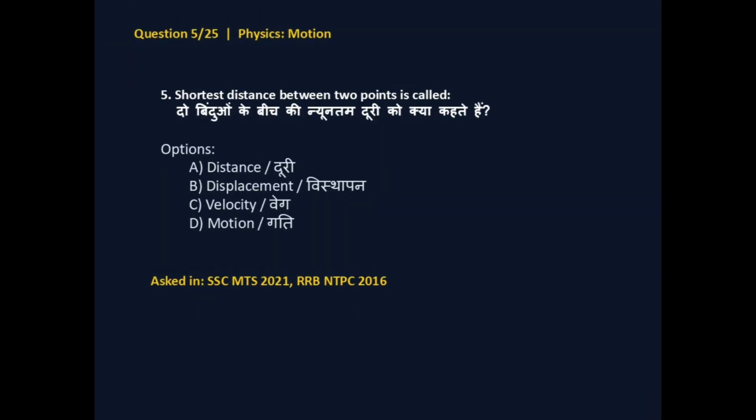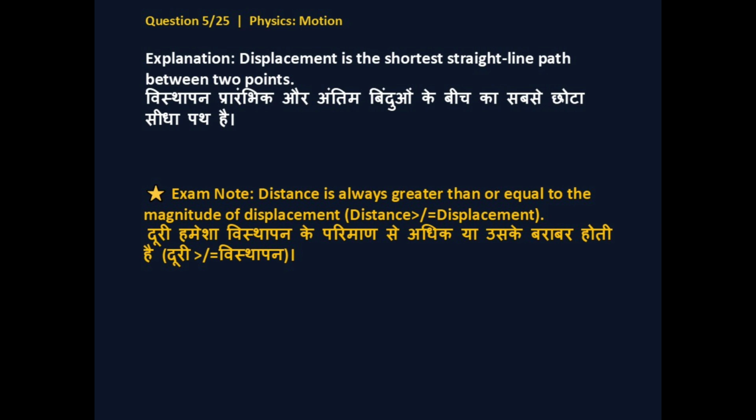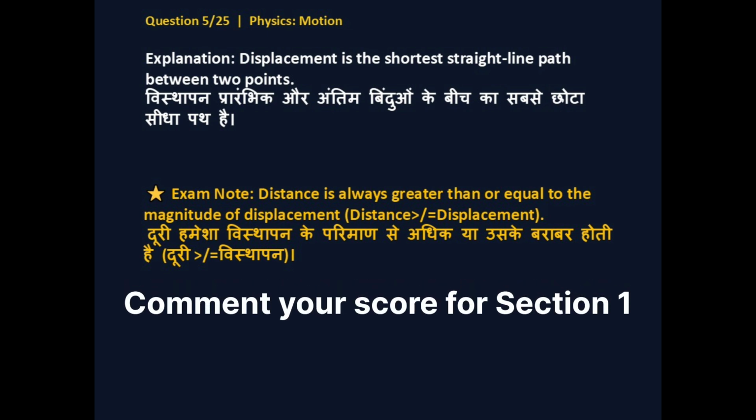Number 5. The shortest distance between 2 points is called. Option is option B, displacement, because displacement is the shortest straight line path between the 2 points. So here comes an exam note. Distance is always greater than or equal to the magnitude of displacement.